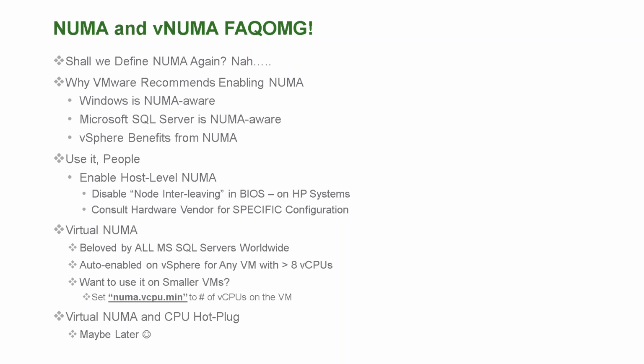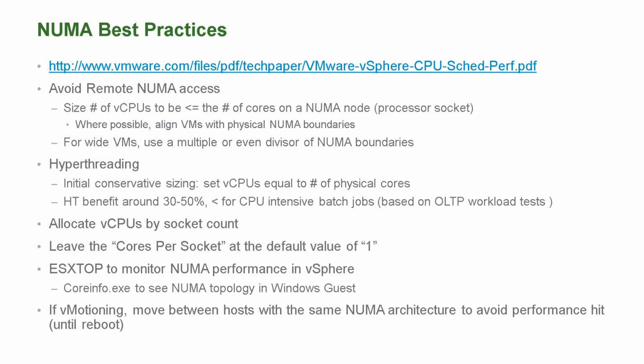I said after 8 CPUs. If you have SQL servers that are going to have 8 CPUs or less, you can still expose virtual NUMA to them, but you have to do that intentionally. There is an advanced configuration option that I'm showing here, NUMA.vcpu.min, that you can use to control when you want to expose virtual NUMA to your VM. If you desire to expose virtual NUMA for a 2 CPU VM, you just put this advanced configuration option on that VM and it will be able to see virtual NUMA. I already mentioned the CPU hot-add. NUMA best practices, I mentioned most of this already.